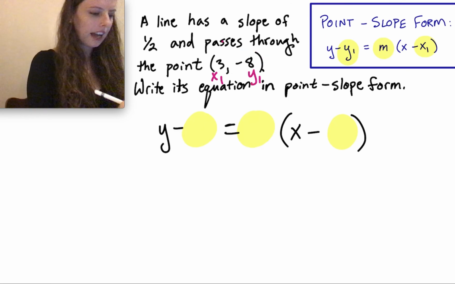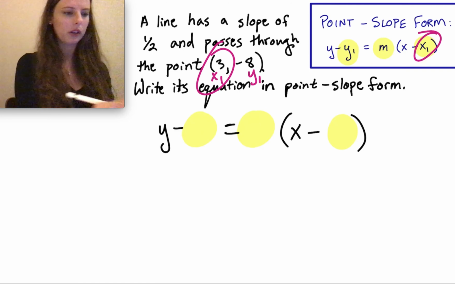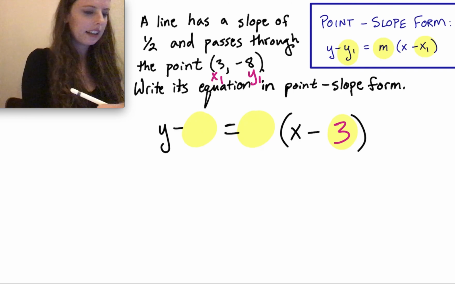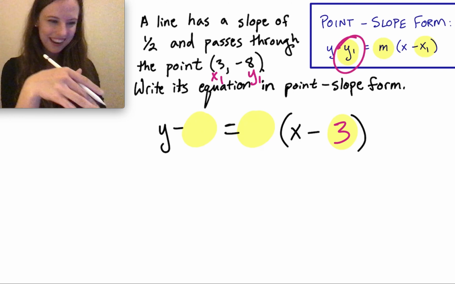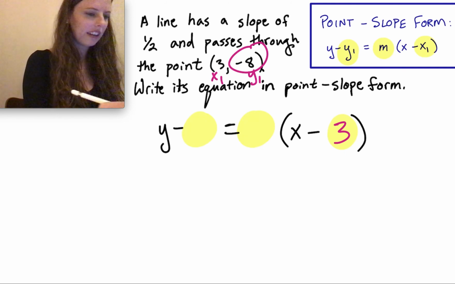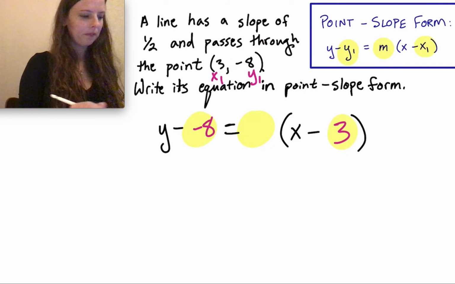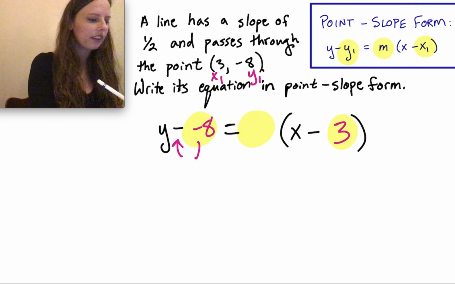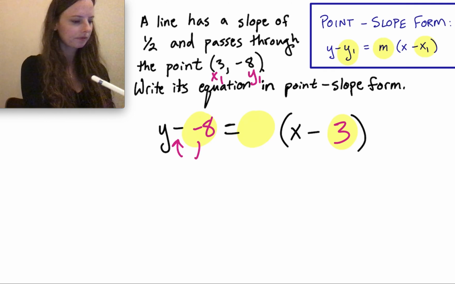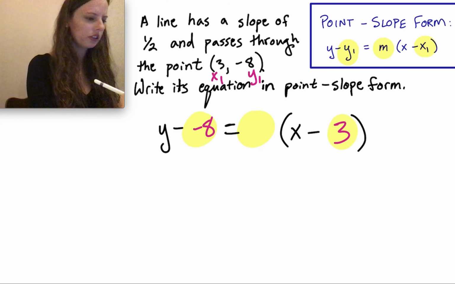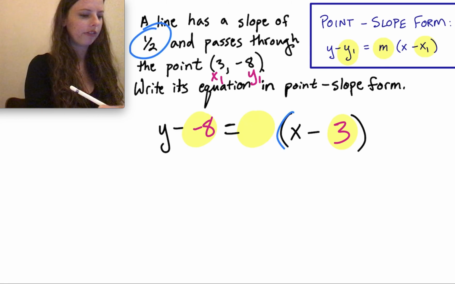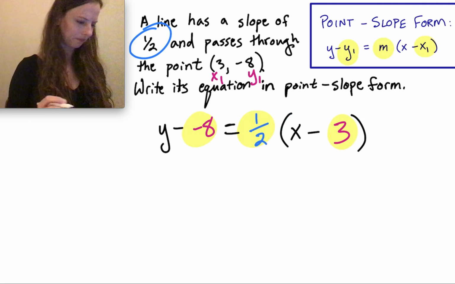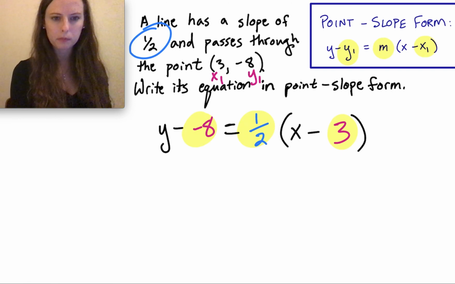So let's see, x1 is at the end of the equation, so that 3 is going to go at the end. And y1 is next to the y in the equation, so that -8 is going to go over here. Now notice there's that minus sign, which is from the form, and then the negative that goes along with the 8. And then last, we know that the slope goes in front of these parentheses, so our slope goes here in the middle. All right, our last step is just to simplify all of this.